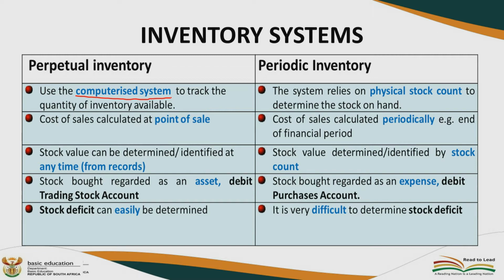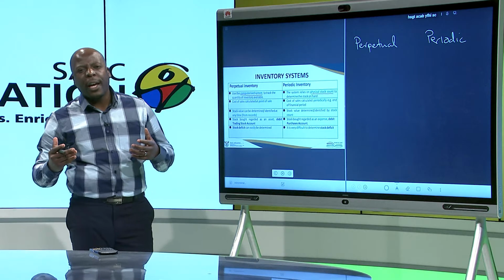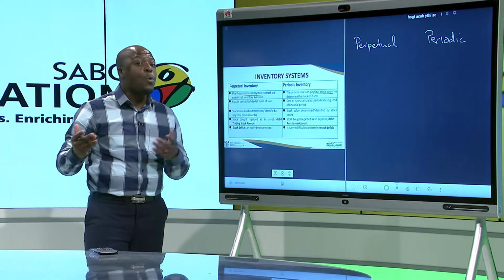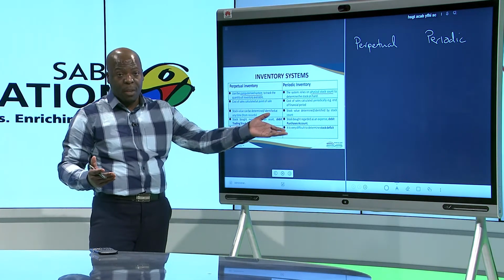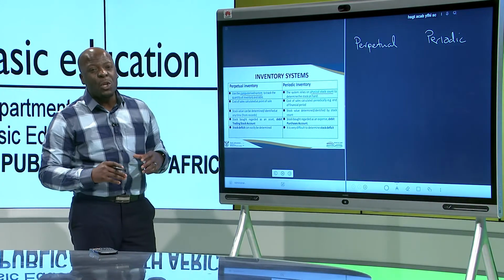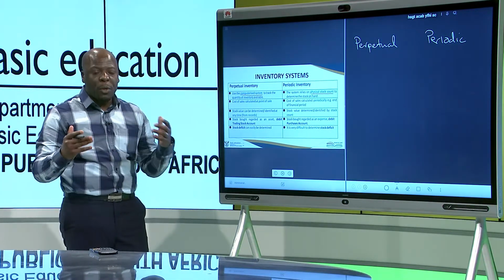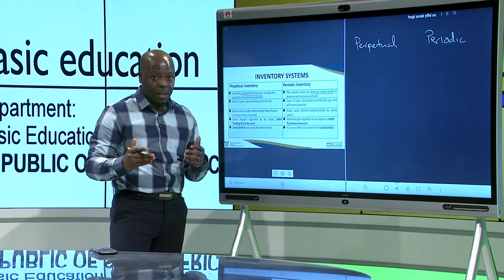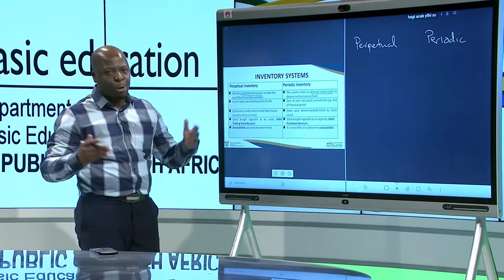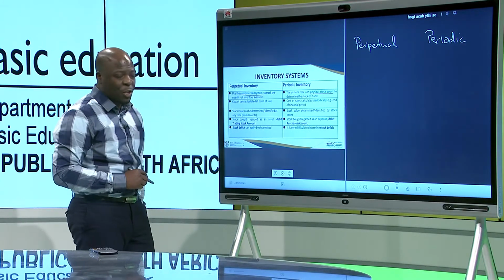Because with the periodic inventory system, the very, very important aspect is that you rely mostly on what is known as a physical stock count for you to determine your stock on hand, all right? So in other words, when you look at your spaza shops, they will now be using the periodic inventory system. Why? Because for the perpetual inventory system, you need to have a computerized system. You need to have a computer as well as the software that is relevant. So you'd find this in your big retail shops. That is where they use the perpetual inventory system.